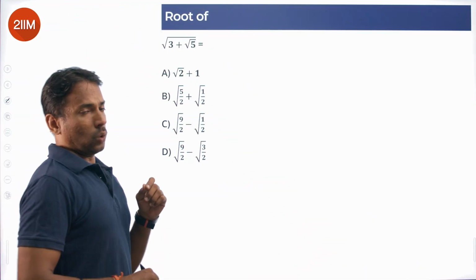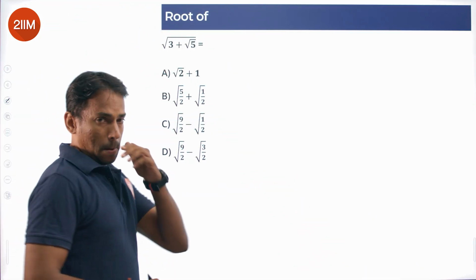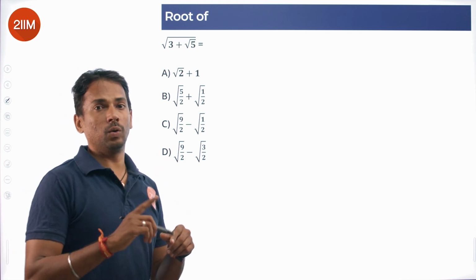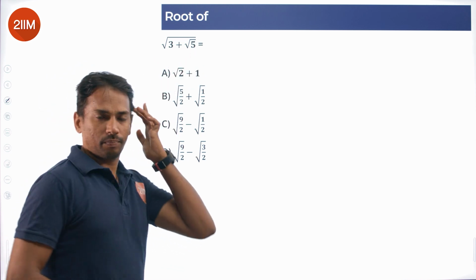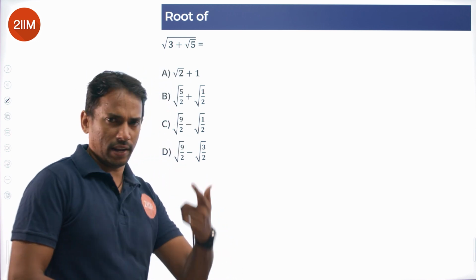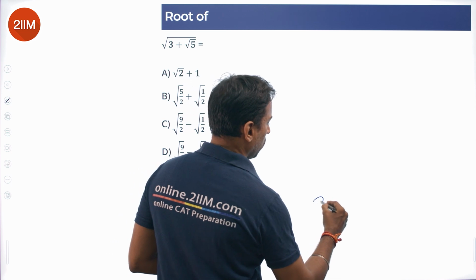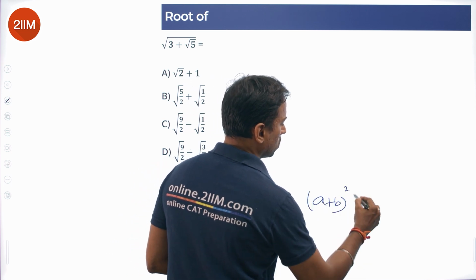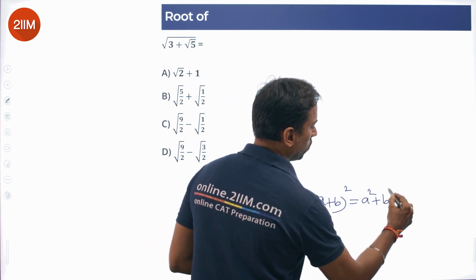What is the value of root of 3 plus root 5? So we are supposed to find the square root of 3 plus root 5. We'll quickly recall the algebra identity for squaring. So a plus b the whole square, we all know this, is a square plus b square plus 2ab.